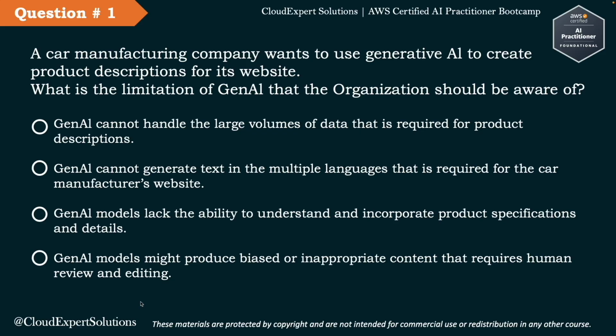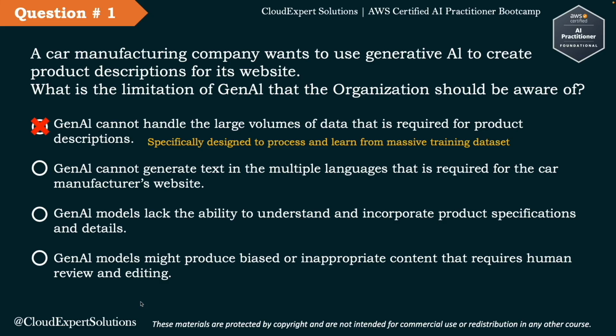The first option, Gen AI cannot handle the large volumes of data that is required for product description. Gen AI models are specifically designed to process and learn from massive datasets during training. Handling large volumes of data is a strength, not a limitation of Gen AI. That is why this option is not correct. Let's review the next option.